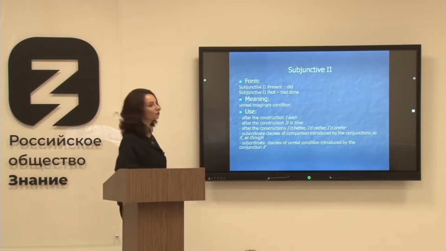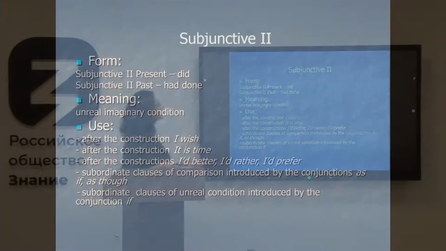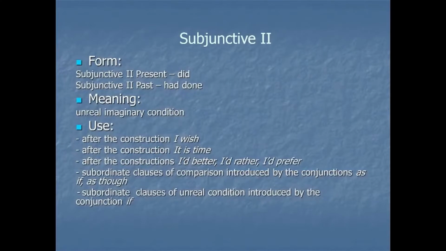Let's turn to the next one, subjunctive 2. Like subjunctive 1, subjunctive 2 also has two forms. You can see it on the screen. That's the form of subjunctive 2 and the meaning. And again, I want to make a special stress on the sphere of application. First, it is used after the construction I wish. Then after the construction it's time. Then after constructions I'd better, I'd rather, I would prefer.